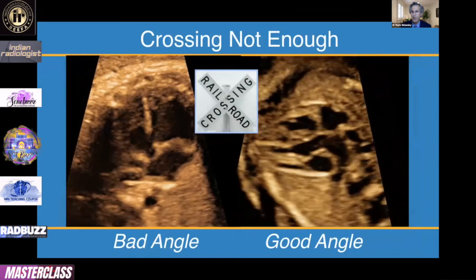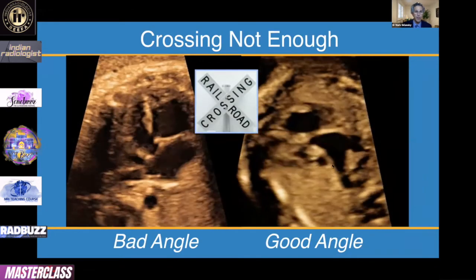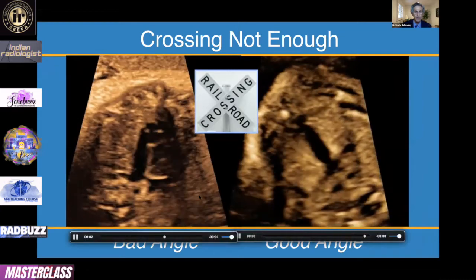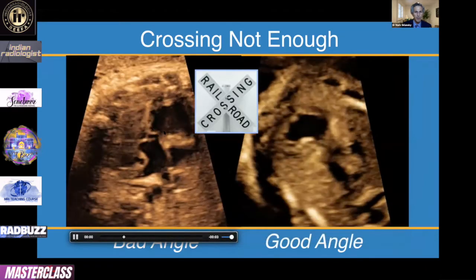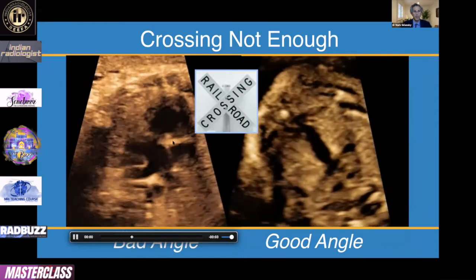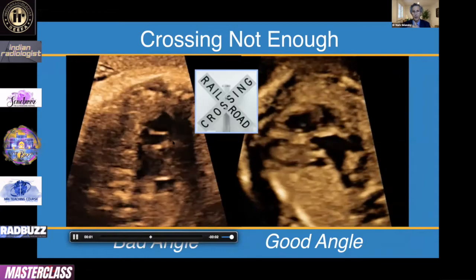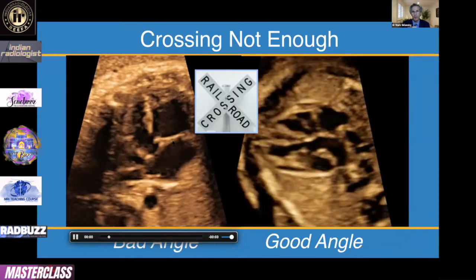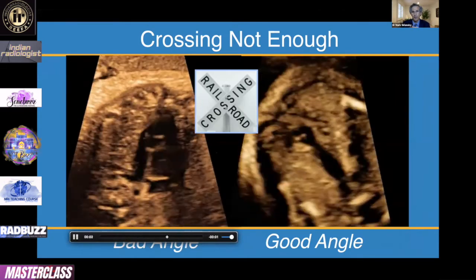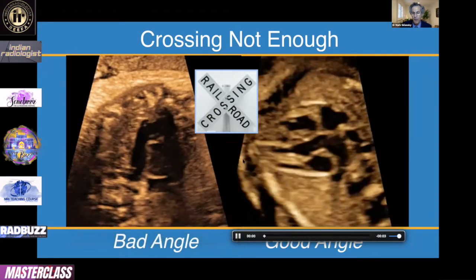And what about crossing? If you can get crossing, is that good enough? No, it's not, because here's a bad angle, a case of transposition with a bad angle, and it makes it look like it's a bad angle because you're parallel. You can still see it looks like they're crossing. And here on the right, it's a good angle, meaning perpendicular to the septum, and it still looks like they're crossing. So crossing is not enough.